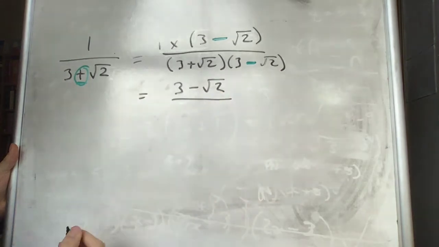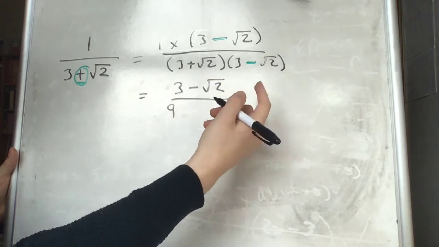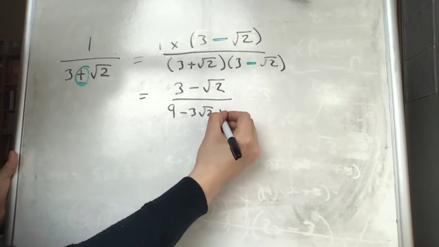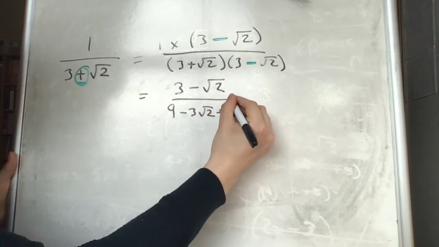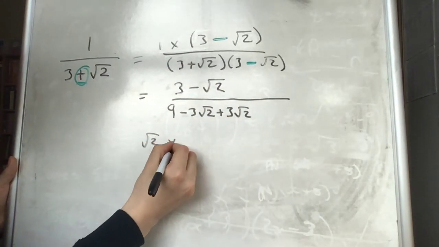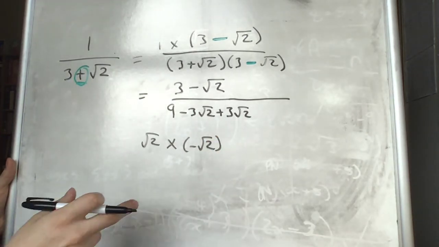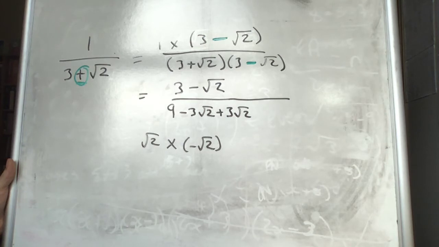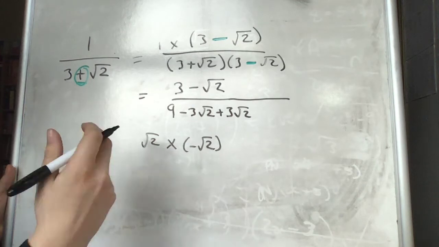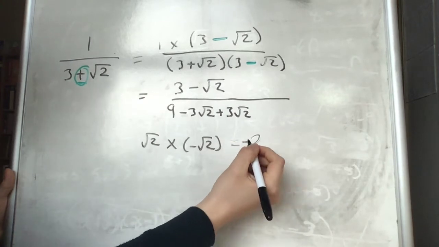Now 3 multiplied by 3 is 9, it's pretty straightforward. 3 times minus the square root of 2 would be minus 3 square root of 2. Plus 3 square root of 2. Let's just extend this out a bit. And then we've got the square root of 2 times minus the square root of 2. As we just saw, if we multiply two square roots of the same number, we just get that number as our answer, which is 2. But obviously it's a negative sign, so we get minus 2.